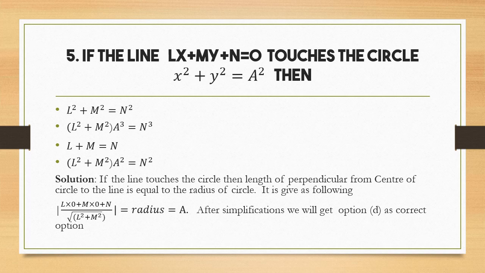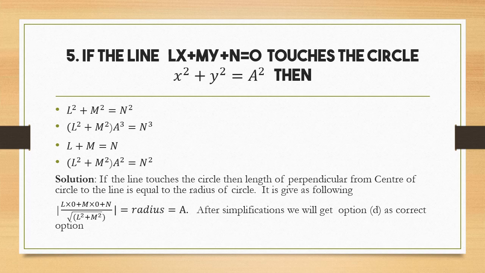Therefore, I can say that the length of perpendicular is: a is l, into x1, which is 0, plus b is m, into y1, which is 0, plus c is n, upon the square root of the sum of squares of the coefficients of x and y, that is l square plus m square, and it is always equal to the radius. What is the radius of the circle? a. Therefore, when you cross multiply, you get a times the square root of (l square plus m square) equal to n, and when you square both sides, you get (l square plus m square) times a square equals n square, which is option D.